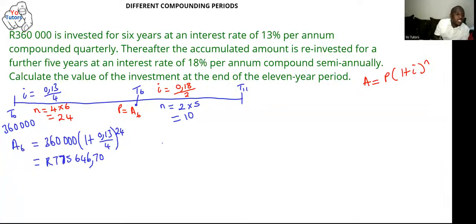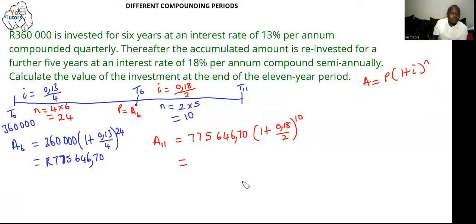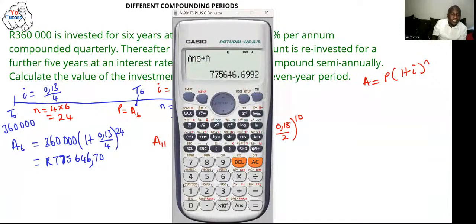Now, let's also get the accumulated amount after 11 years. A11 is going to be equal to 775,646.70 in brackets, 1 plus our new interest, 0.18 over 2, to the power of 10. Let's see what we get when we do that. I just want to clear this and show you what you do. You want to retrieve your A, you just say recall A. Recall A, you have your answer now.